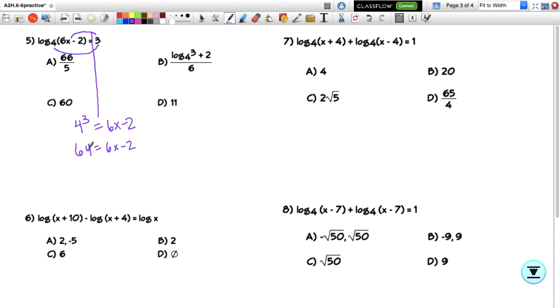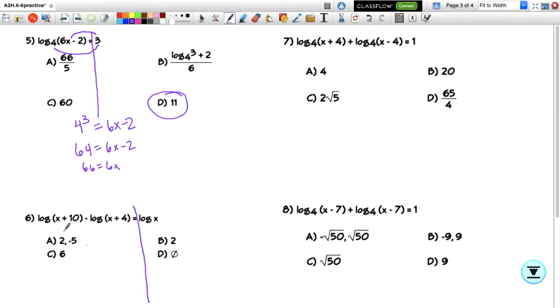I'm going to add 2, and I get 66 equals 6x. Divide by 6, I get that x equals 11. Now I should double check it, plugging it in here. 66 minus 2, oh yeah, that's going to definitely be positive. D is my answer.